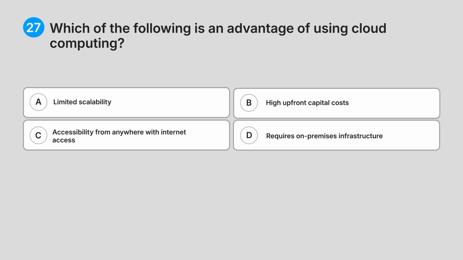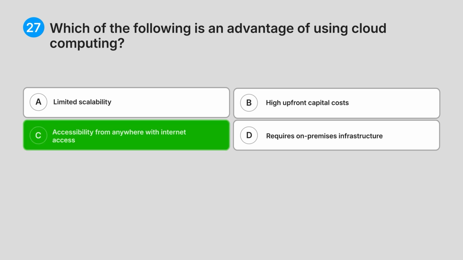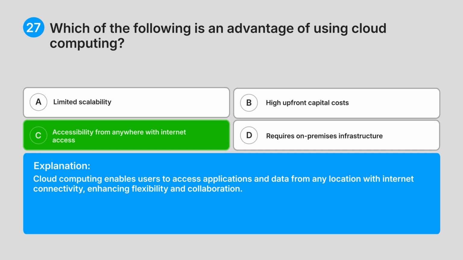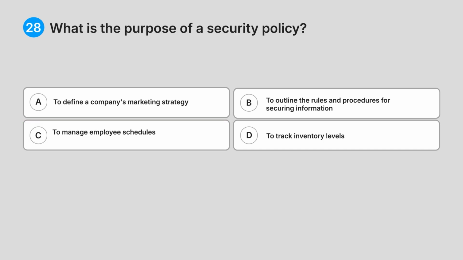Correct answer: C. Accessibility from anywhere with internet access. Explanation: Cloud computing enables users to access applications and data from any location with internet connectivity, enhancing flexibility and collaboration. 28. What is the purpose of a security policy?